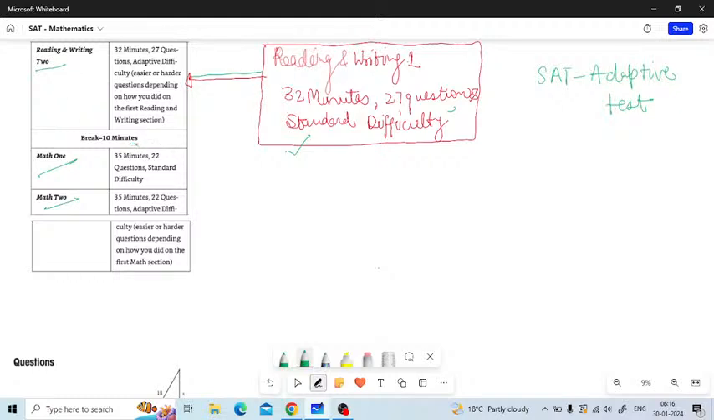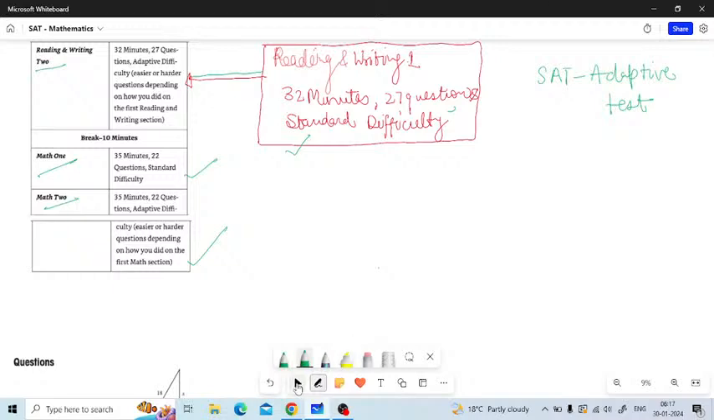Then there would be a break of 10 minutes, and then the math 1 section: 35 minutes, 22 questions, standard level difficulty. Then the math 2 section: 32 minutes, 22 questions, adaptive difficulty, easier or harder questions depending on how you did on the first math section. So this is all about the pattern, how the mathematics section looks.